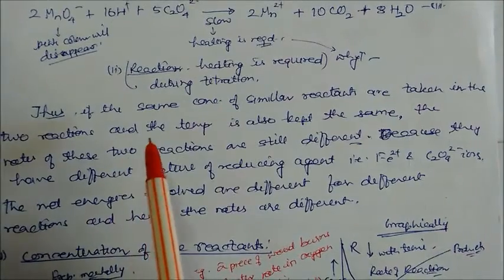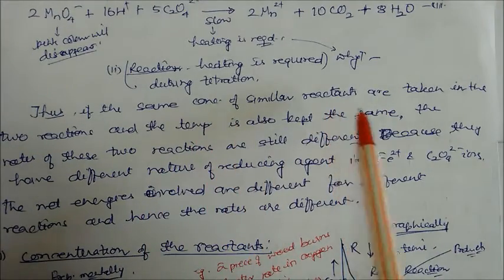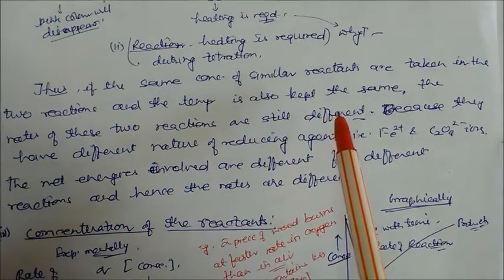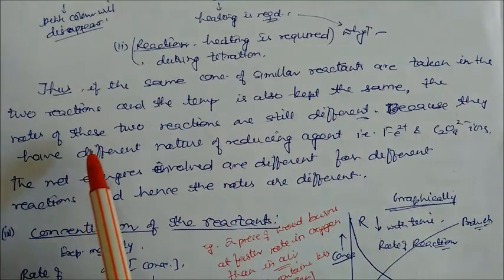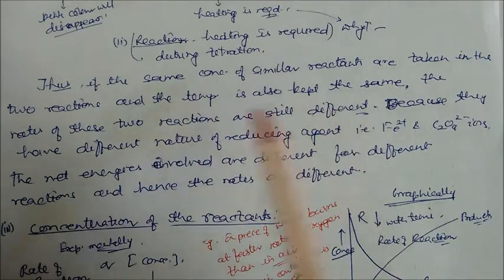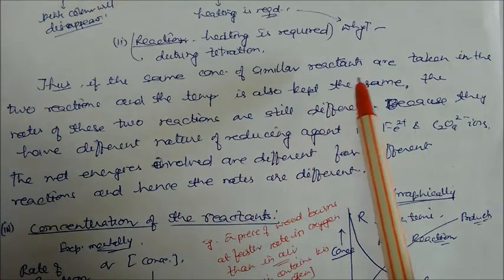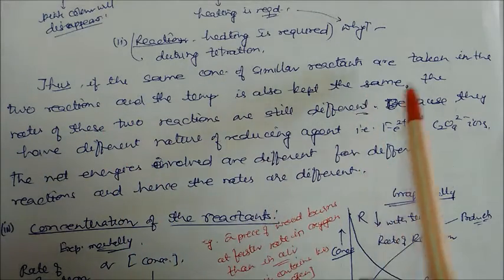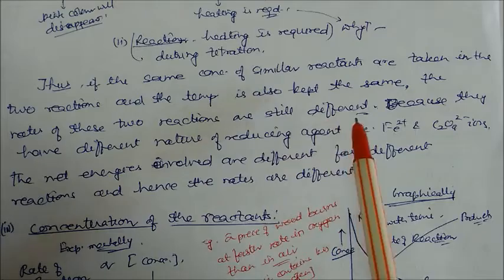So thus, if the same concentration of similar reactants is taken in the two reactions and the temperature is also kept the same, the rates of these two reactions are still different. So it is very clear. If you take the same concentration of similar reactants in the two reactions and the temperature is kept constant, then the rates of these two reactions will be different.